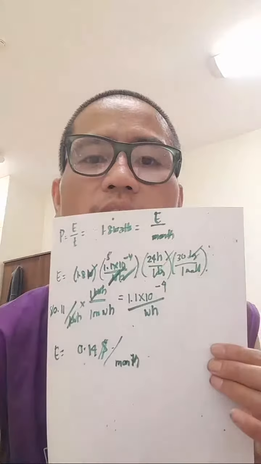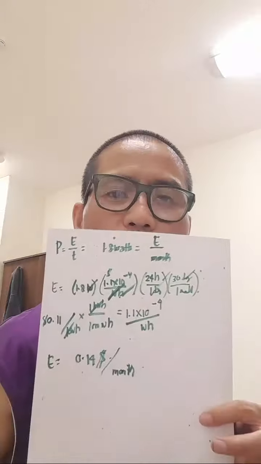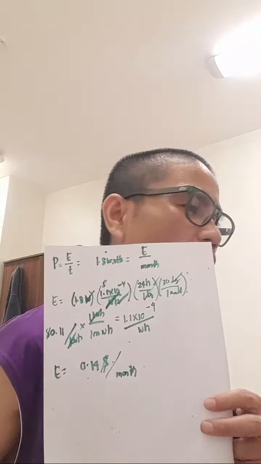So this is just the same, $0.14 per month. You can convert that and you can use the formula, it's the same thing. You understand? Just review that. Show your solution in this way also. It depends on your ability whether you use the conversion factors or only the basic formula.